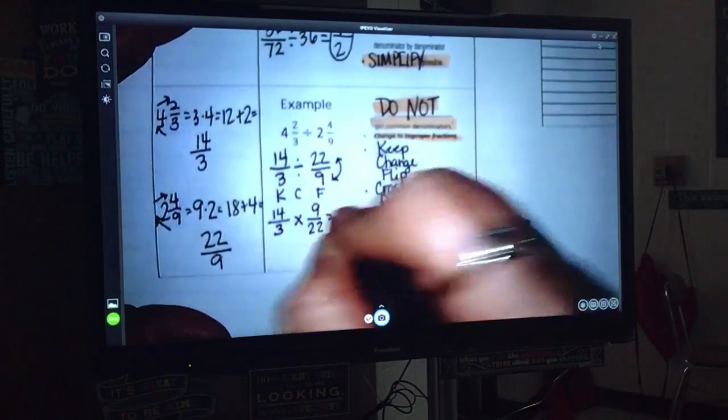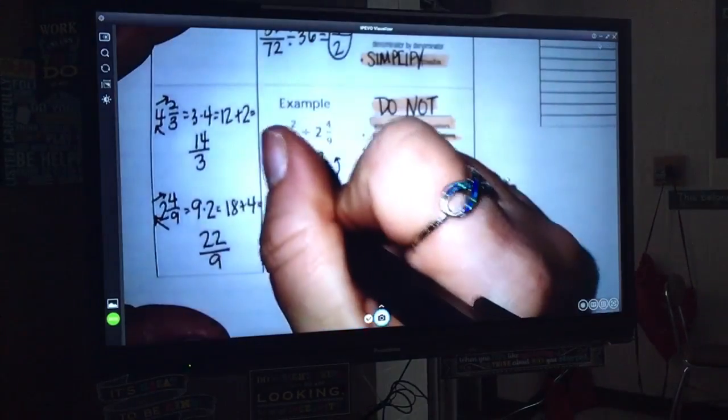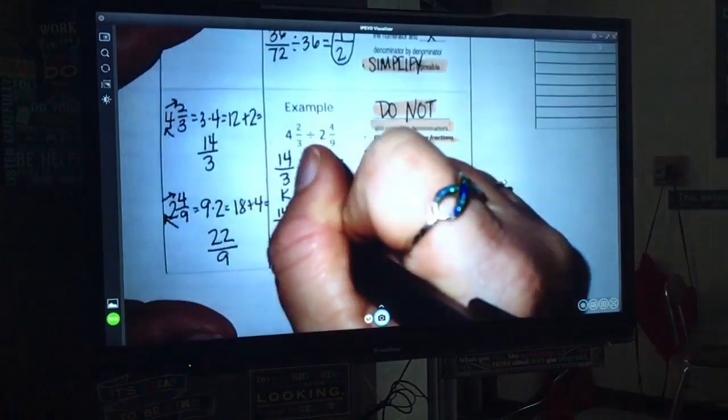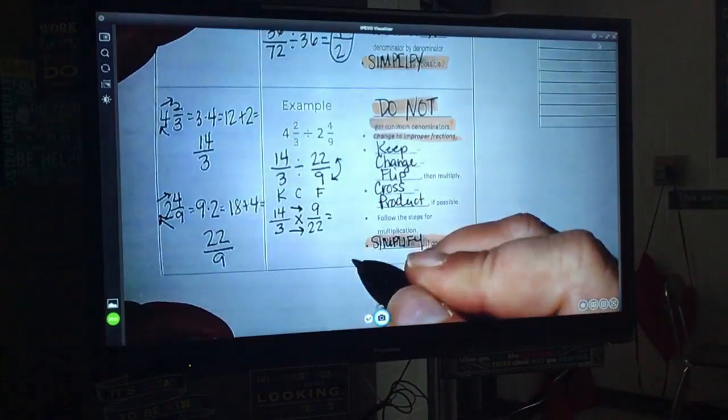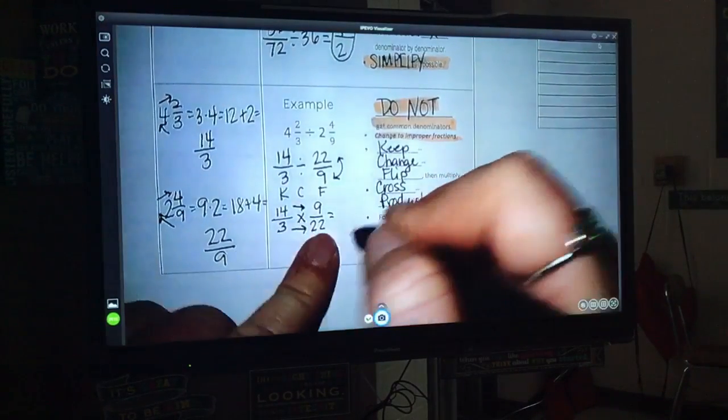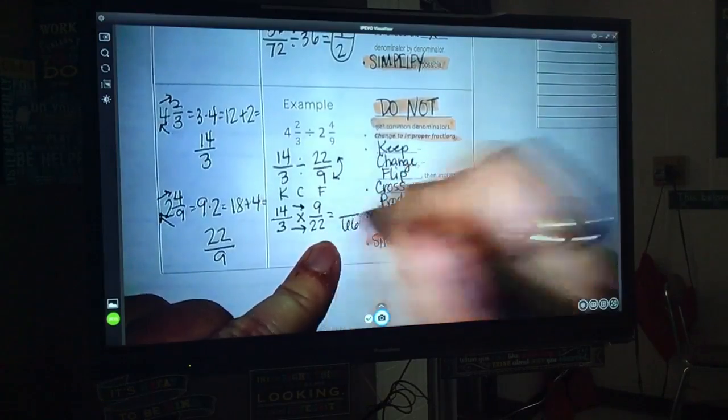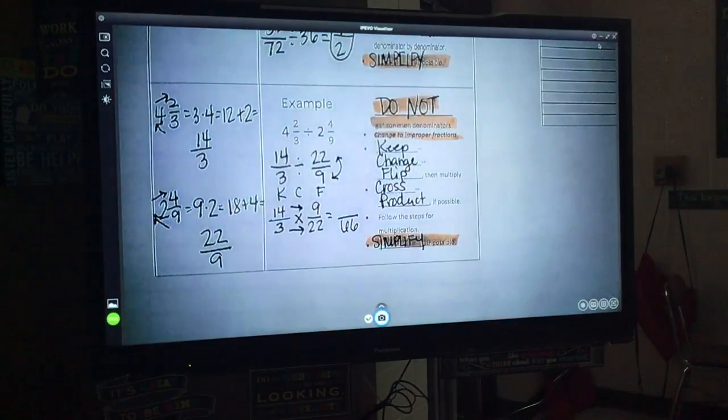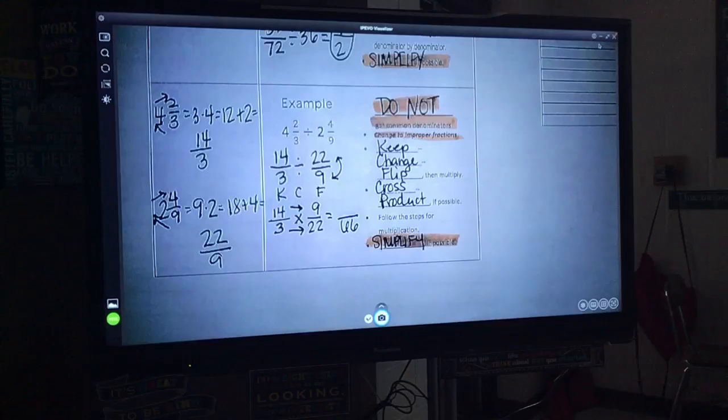Alright, and then at this point, I'm just multiplying. So I multiply straight across and straight across here. Well, the bottom is easy. I know I'm going to get 66 for the bottom. The top is a tad bit more difficult. Stand up when you have your answer of 14 times 9.